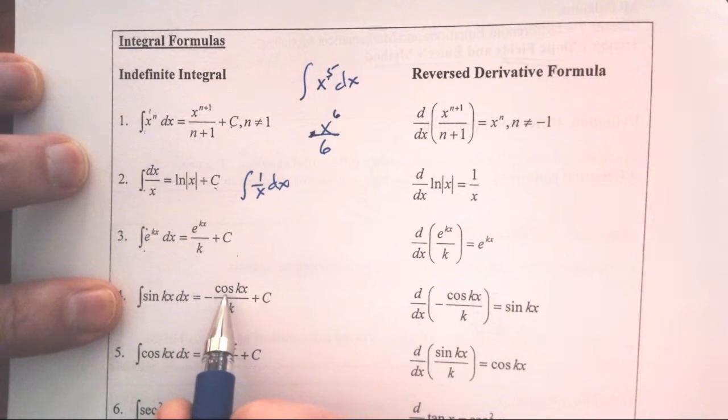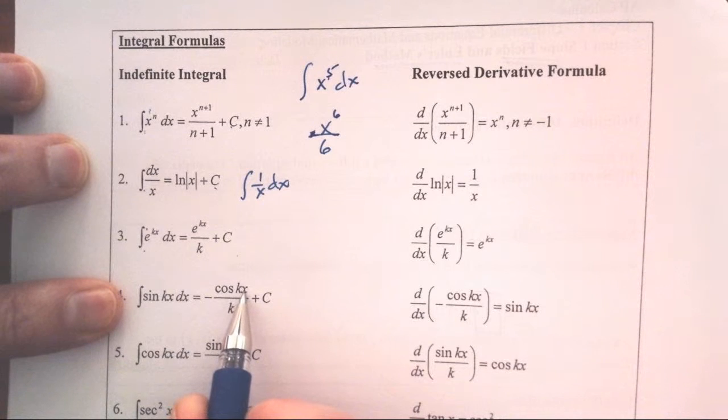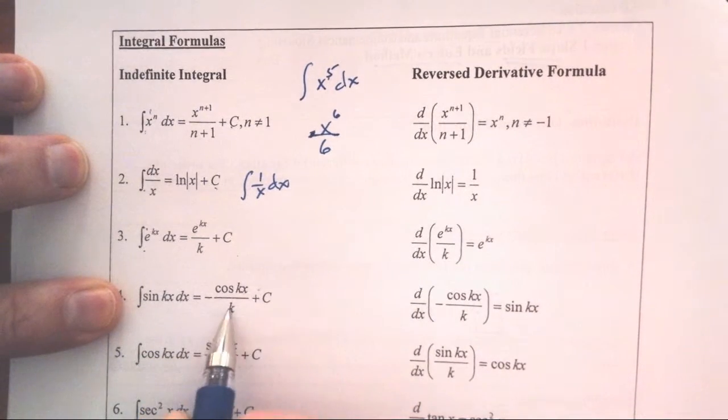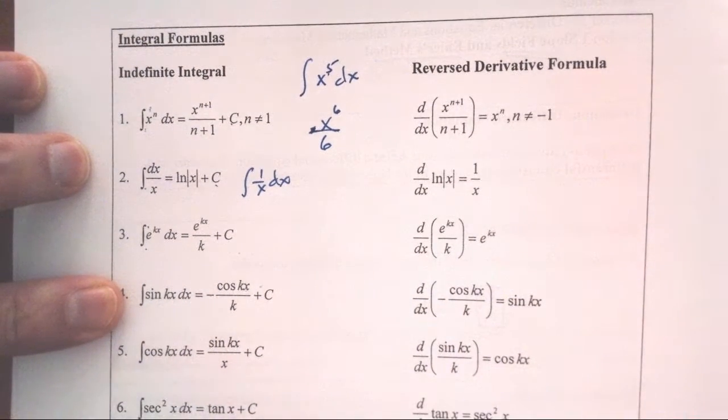Let's take a look at this. What's the derivative of cosine of kx? It's negative sine of kx times k. Cancel the negative, cancel the k. There we go. So these are things we should be aware of.